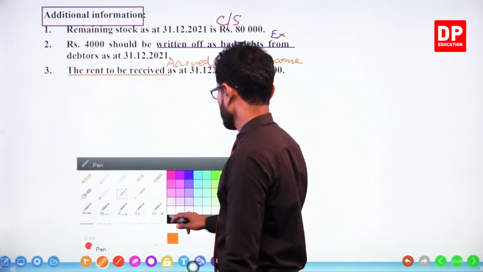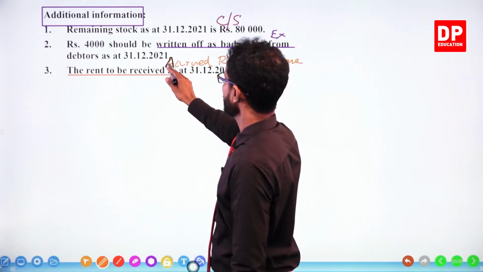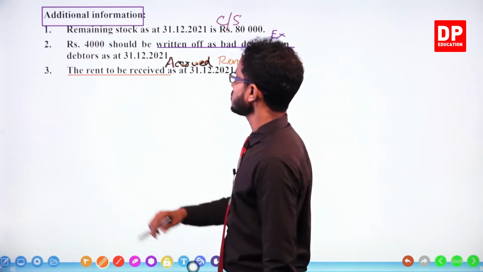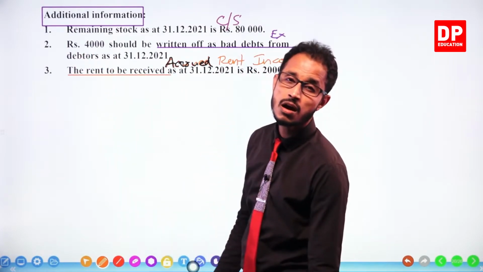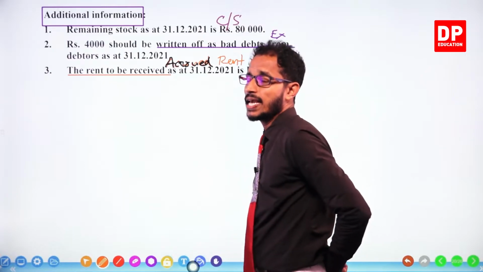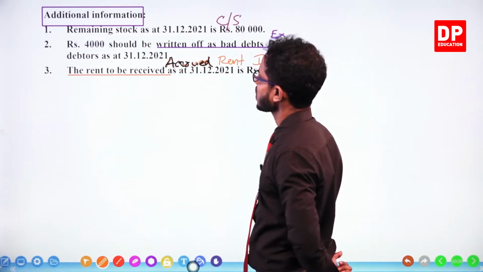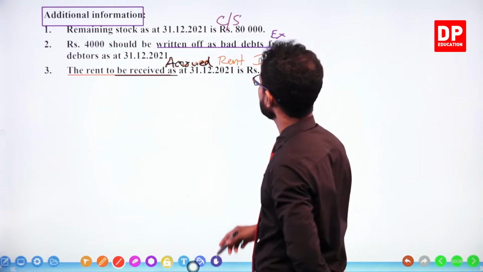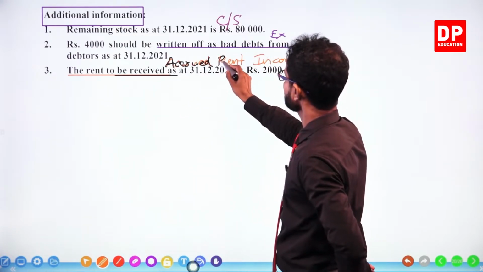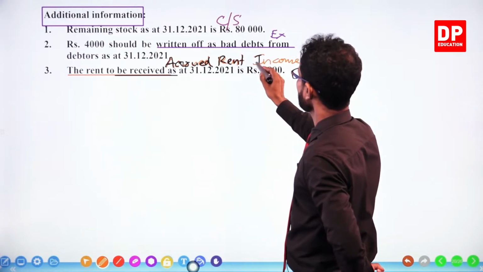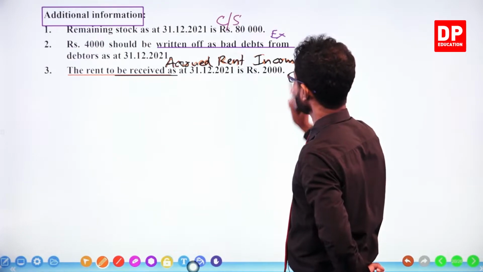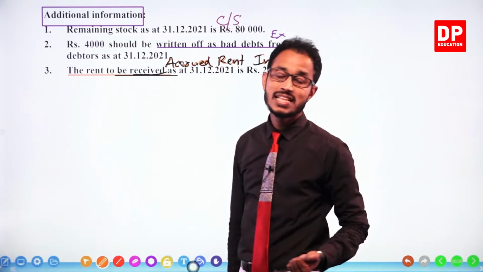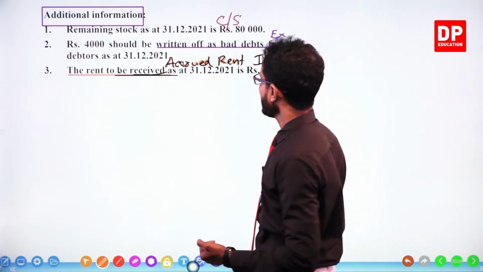Don't even think, as soon as you see the word rent, some students think rent, expense. No. This is an income. To be received, see? Accrued rent income. Because if it is an expense, they don't say to be received. They say to be paid. Small things that you should notice.